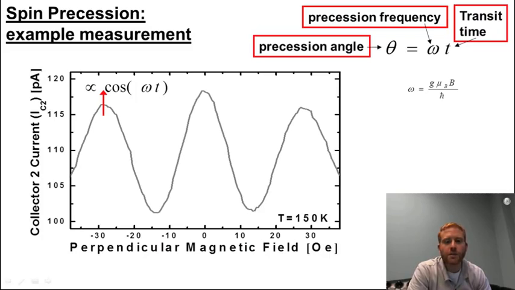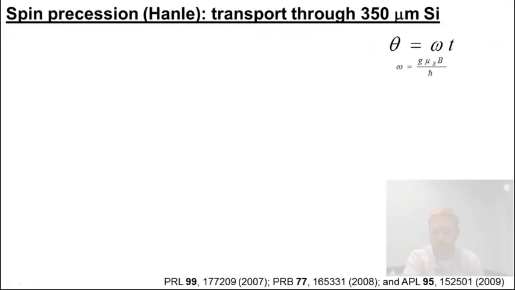As you can see from this actual experimental data, it doesn't matter whether the field polarity is positive or negative. In other words, it doesn't matter if the spin precesses clockwise or counterclockwise. Now, if all electrons had the same transit time from injector to detector, we would expect this cosine-like oscillation to continue indefinitely for higher and higher orders of precession rotations. But that's not what happens.